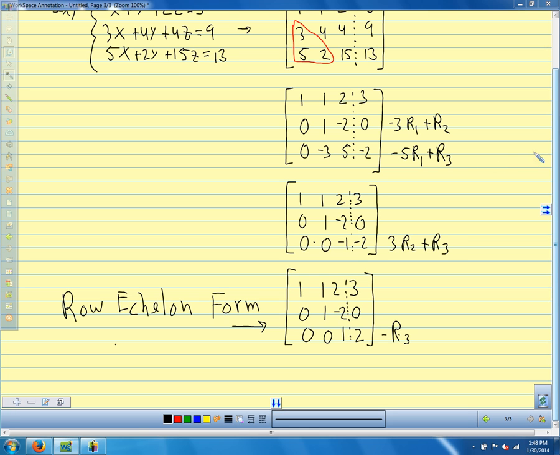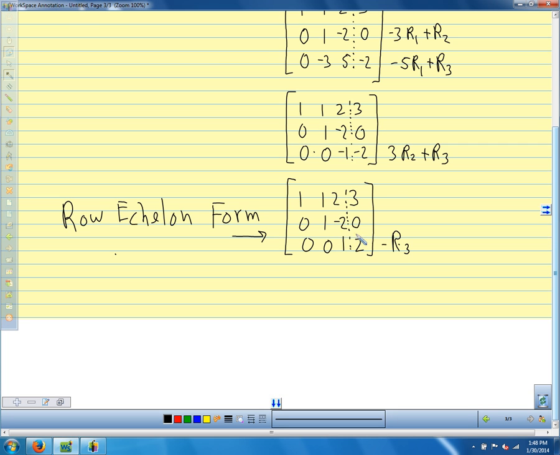All right, now we need to get our solution. We were trying to solve this system of equations. Well, now I'm going to go back and rewrite this as a system of equations. So this tells me that my row equivalent system of equations is x plus y plus 2z equals 3. y minus 2z equals 0 from this one. And from this last one, z equals 2.